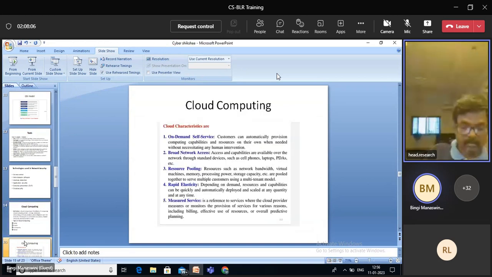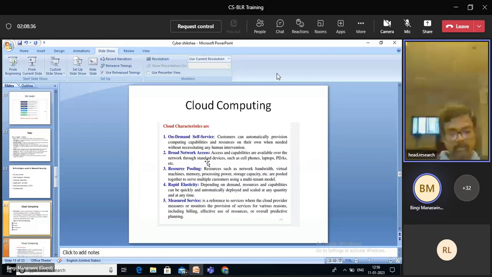And about the characteristics of cloud computing: on-demand self-service, broad network access, resource pooling, rapid elasticity, and measured services. Both on-demand self-service, like whenever we need more computing services, we can use them as per our need, without human intervention.